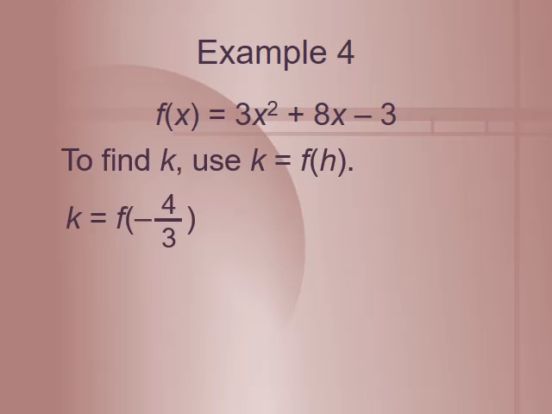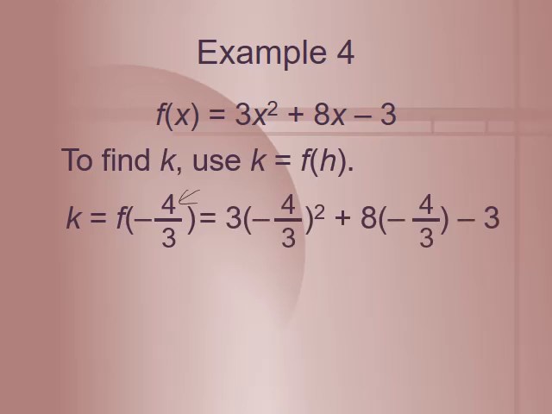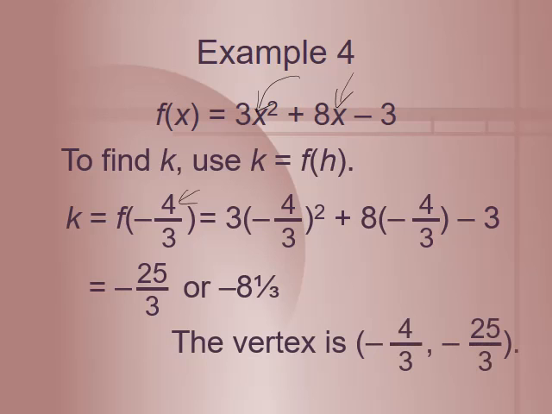Our k is going to be, we're going to find the function of that. This is the same as negative 1 1/3. We just put it into one improper fraction, so it's easier to deal with. When you put this in for all of the x's, then you end up with negative 8 1/3, or negative 25 over 3. So therefore, our vertex is going to be at negative 4/3 and negative 25 over 3.